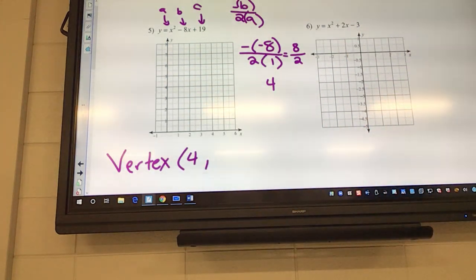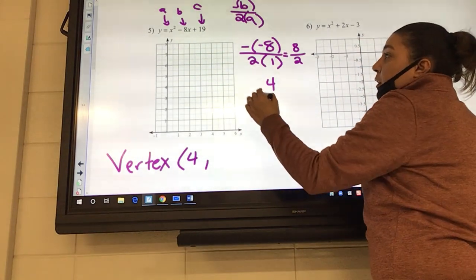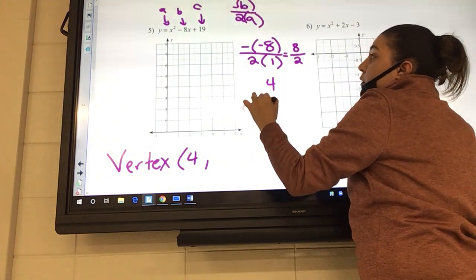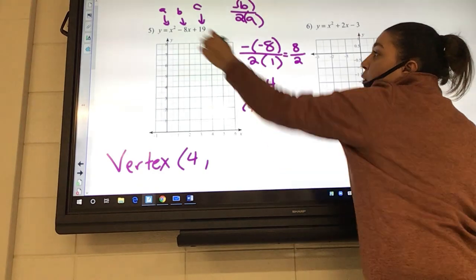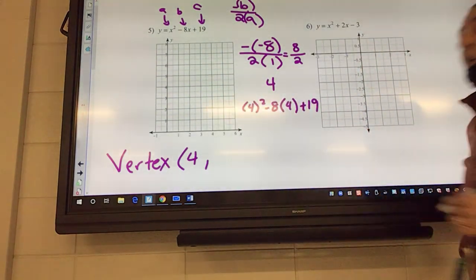And this is 19, right? So now this is the part where you need to plug in the 4. Okay, so at this step you're going to plug in the 4 and it's going to get plugged into here. So it's going to be 4 squared minus 8 times 4 plus 19. And you put all that in on your calculator.